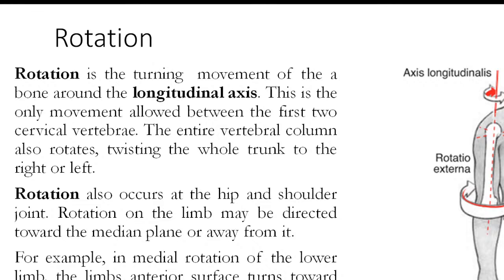Rotation also occurs at the hip and shoulder joints. Rotation of the limb may be directed toward the median plane or away from it. For example, medial rotation of the lower limb turns the limb's anterior surface toward the median plane of the body. Lateral rotation is the opposite movement.